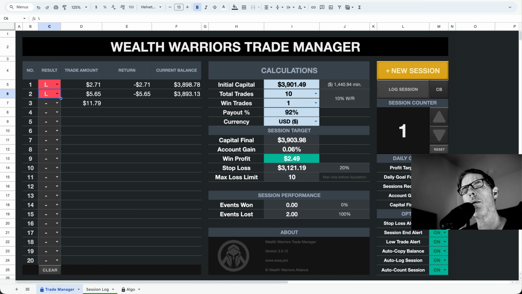This is why it's so important to have the money management in place, because a lot of traders out there, especially those using Pocket Option, don't really have any strategy, no edge, no management. They don't know what to do if they lose a trade. Well, this really takes out the guesswork and gives us those trade amounts for us. So let's just keep going here.